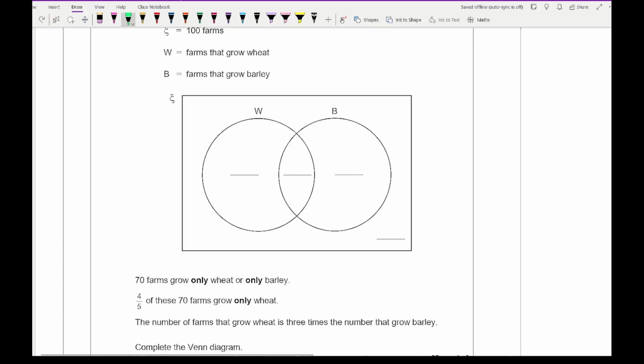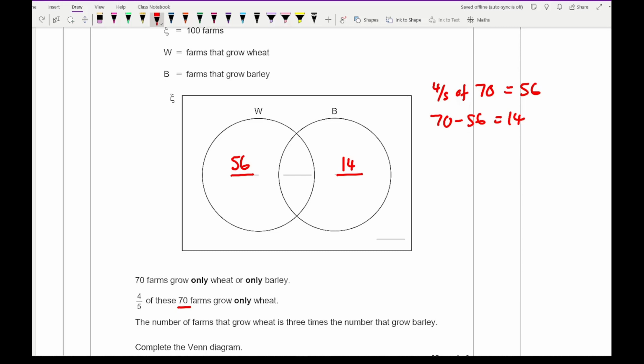So first things first, there's a couple of ways in which we could do this. I'm going to do this one way, but as long as the numbers are correct in your Venn diagram, then it's going to be full marks all the way. So here, let's start off by working out what 4/5 of 70 is going to be. And 4/5 of 70 is going to be 70 divided by 5, which is 14, times by 4, which gives me 56. So that means that this number here is going to be 56. Now this number plus this number has got to add up to 70. So that means that this number here is going to be 14. So 70 minus 56 equals 14.